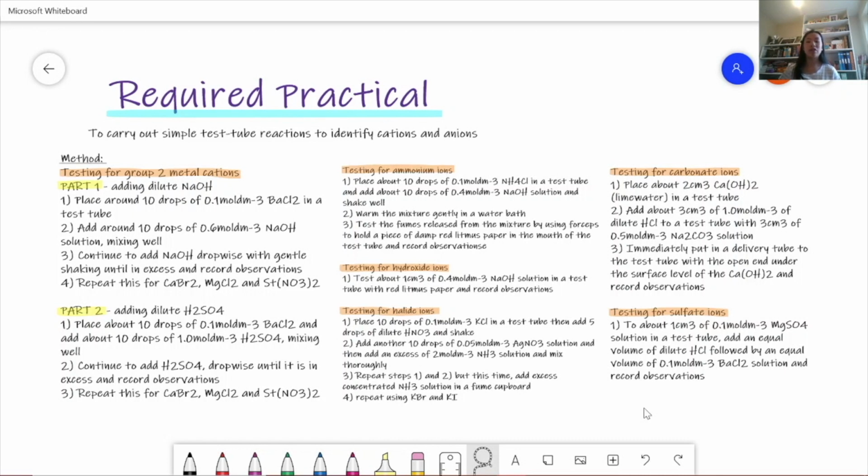What we do is we add an equal volume of dilute hydrochloric acid and magnesium sulfate into a test tube, and then we add an equal volume of barium chloride solution, and then we record observations. Now I'm going to quickly run through what kind of results you should see.